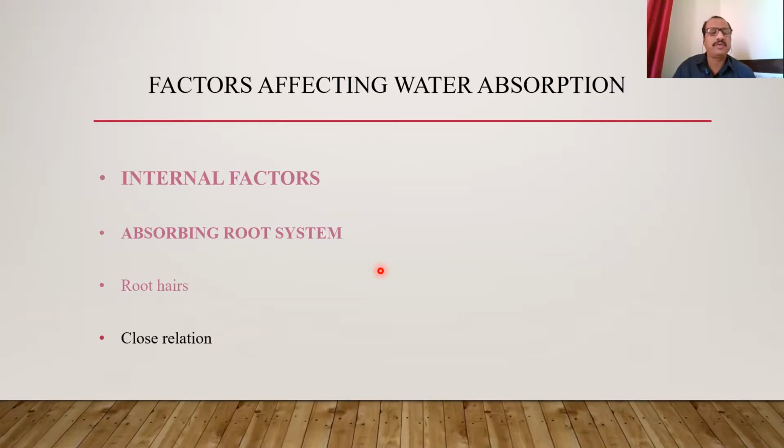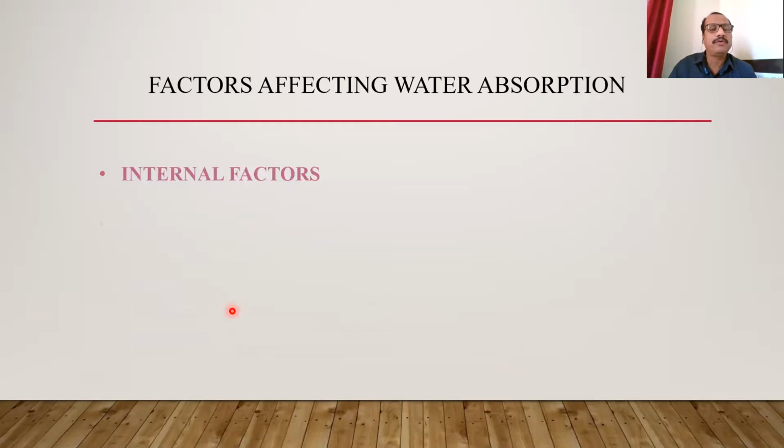So there is a close relationship between the development of root hairs and the availability of water inside the soil. So this is another internal factor affecting the process. One more factor is metabolism. Now again, this factor is directly linked with the process of water absorption. That means if the water absorption process is normal, there will be normal metabolism in the plant. If the metabolism is disturbed, the process of water absorption will also get disturbed.